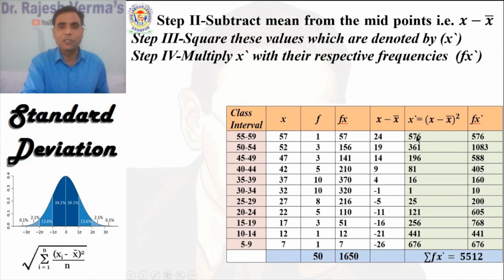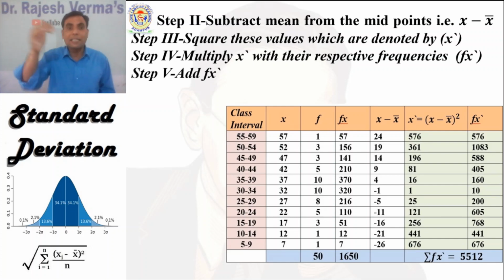Here x dash is 576 multiplied by 1, that is 576. X dash is 361 multiplied by 3, it is 1083. X dash is 196 multiplied by 3, that is 588. Your x dash is 1 because the square of 1 is 1, multiplied by 10 is equal to 10. 25 multiplied by 8 is 200. This way you calculate the product of f and x dash, and in the last step add these fx, add these squared deviations. So our answer will be 5512.